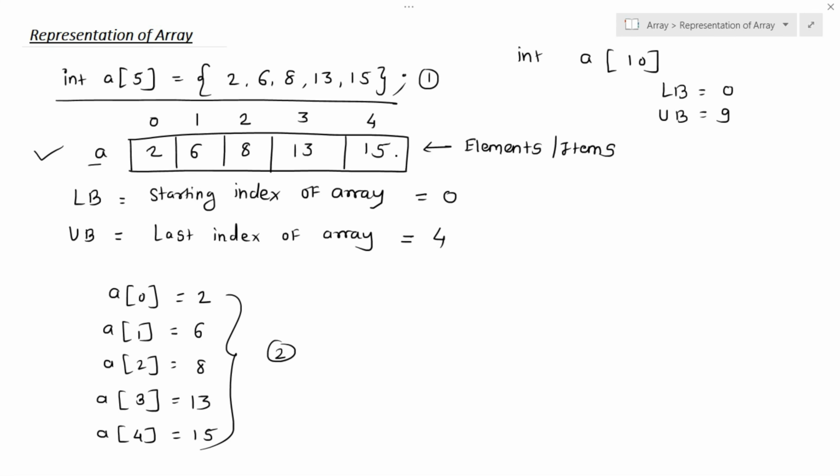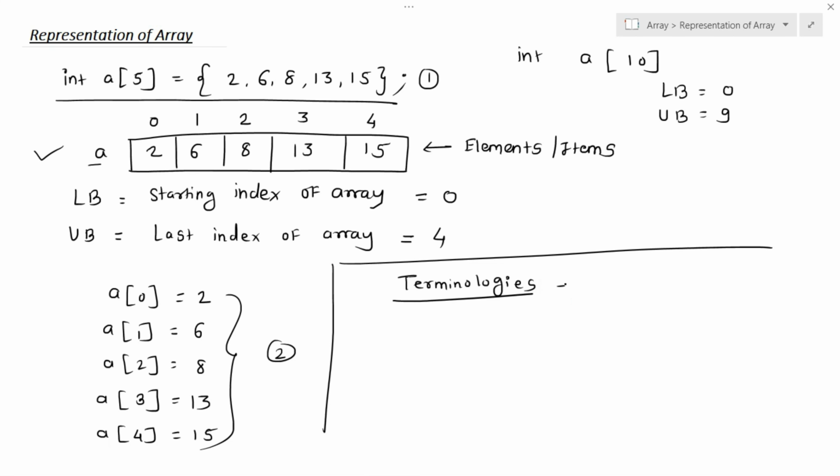Now an array has a fixed size. That means here we declare the array as integer a of 5, so we can only store 5 elements in the array. We are not allowed to store a 6th element because the size of the array is fixed. So the array size is defined while initializing the array.